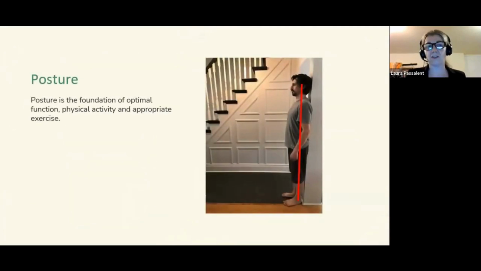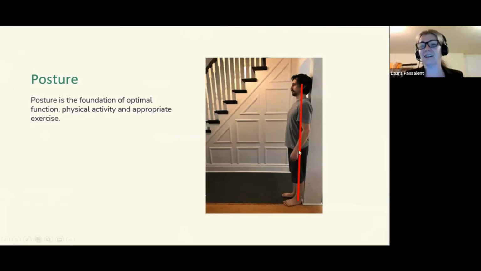So I want to start off first with posture. Posture is the foundation of function and physical activity, as well as appropriate exercise. Without proper posture, you're not going to be strengthening and stretching the musculature properly.